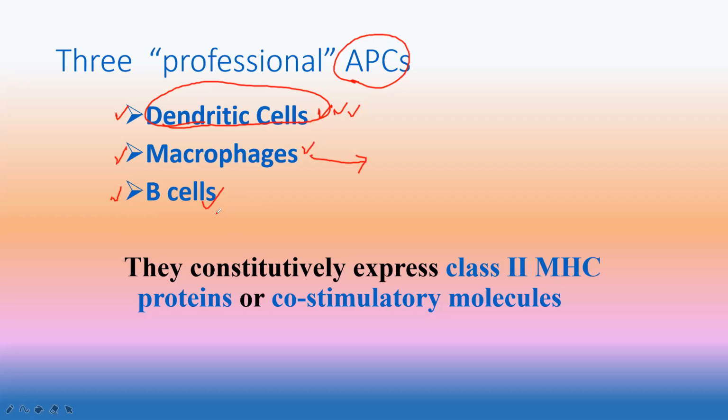What's the B cell function? B cell changes to plasma cell, then produces antibody. So B cell also has other functions. Macrophage also has other functions. Dendritic cell only has one function. Understand? What's the function of dendritic cell? Only present antigen. Why is it very effective?